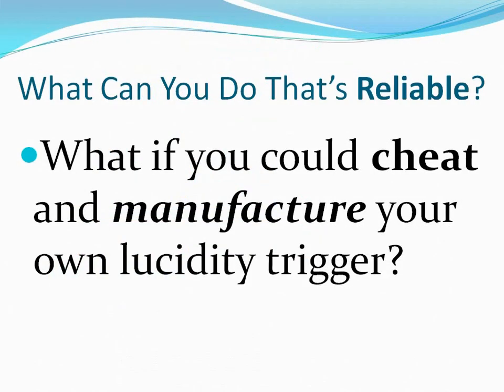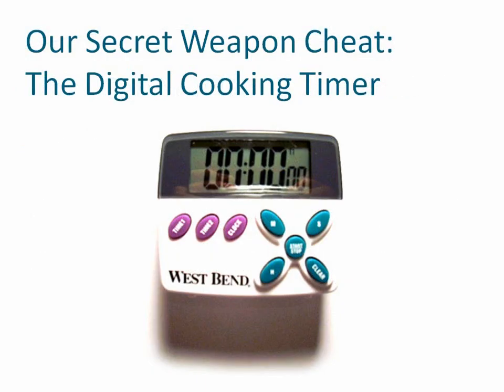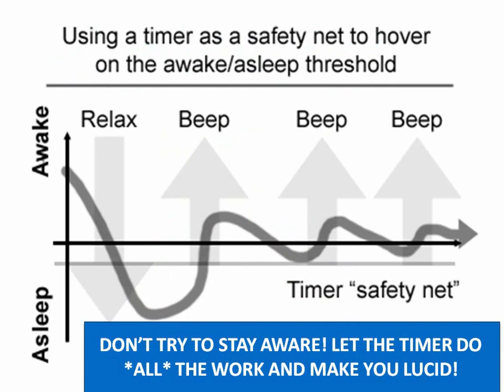Here's the secret. What if you could cheat and manufacture your own lucidity trigger so that even if you fell completely asleep, you'd still end up having an OBE? It turns out that such a secret weapon does exist. It's called a digital cooking timer. The idea is to fall asleep like normal and don't even try to stay aware. You set the timer to beep so that it wakes you up a few minutes later. By waking up and falling asleep every few minutes without moving, you've formed a safety net so that you don't fall too deeply asleep, but instead enter a subconscious focus.